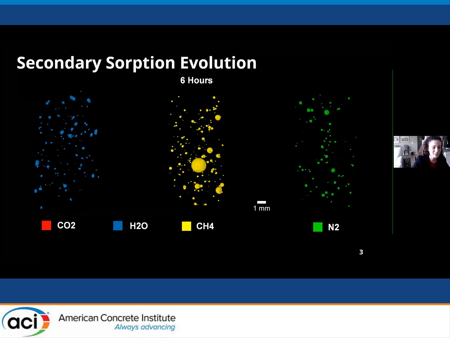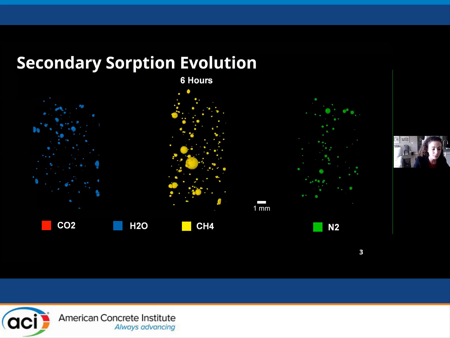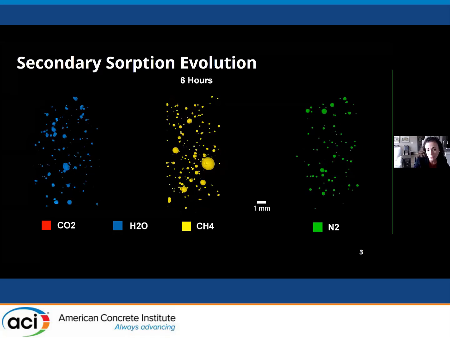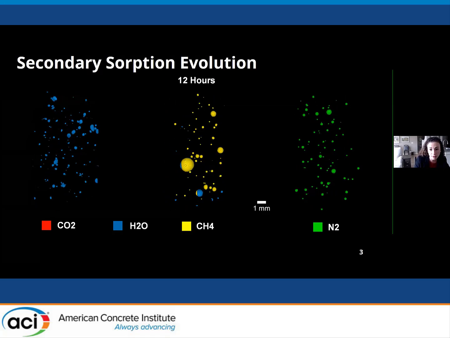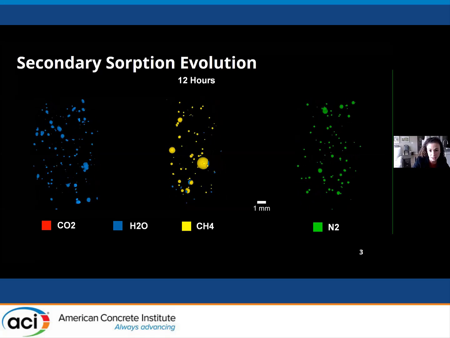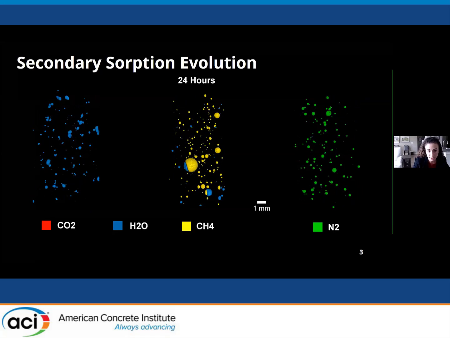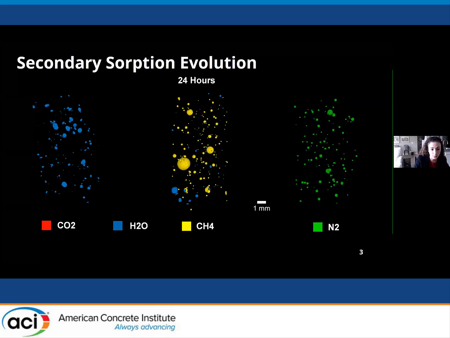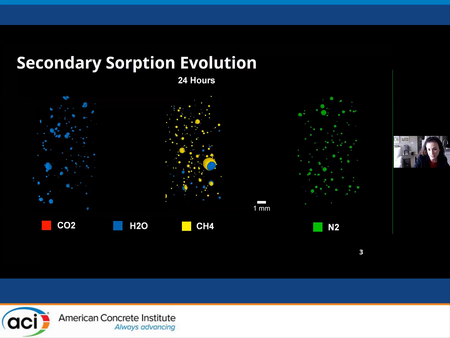which is the next step, we're now seeing that the CO2 filled voids are now completely saturated with water, but nothing has happened in the methane or nitrogen filled voids. It's not until around 12 hours and even 24 hours that I see any changes in our entrained pore system when there's methane or nitrogen filling that void space. So from here, the question is, why is this happening?